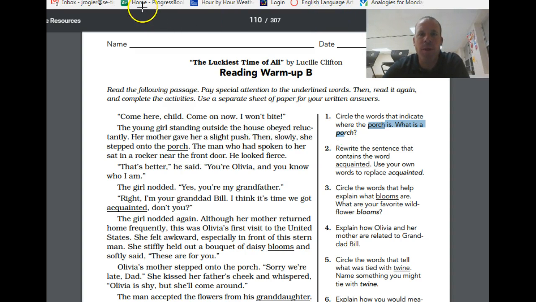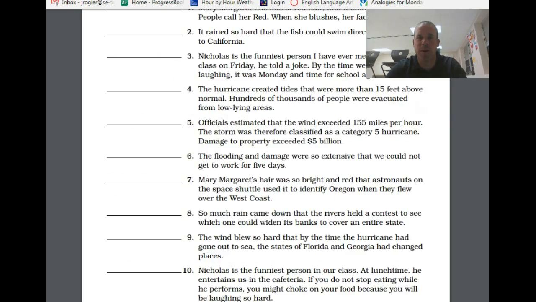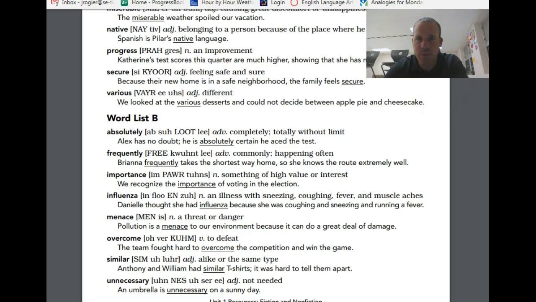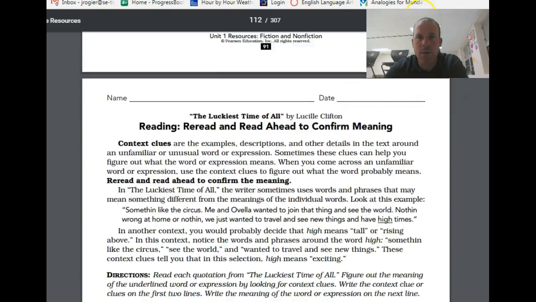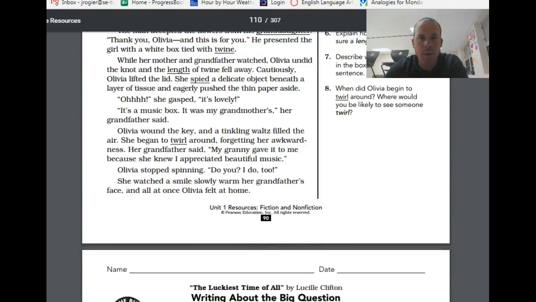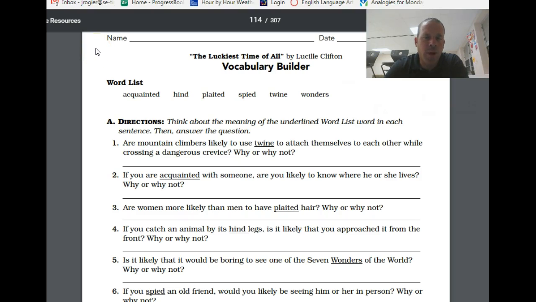Okay, going on then to the next page. The next page is just a vocabulary builder. And on the vocabulary builder, that's pretty simple too. You're just answering the questions.